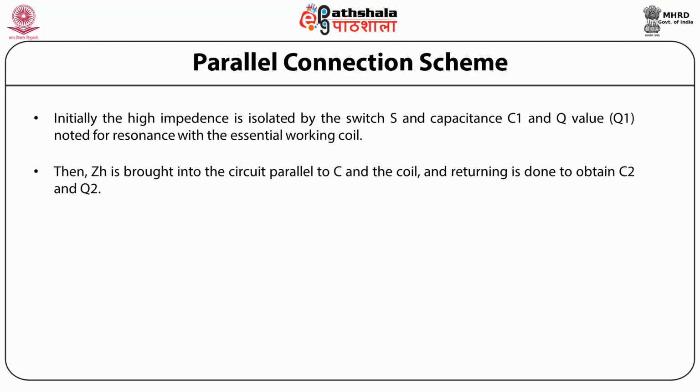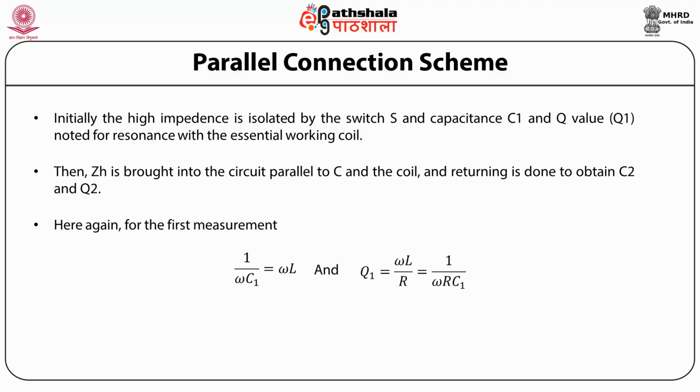Then ZH is brought into the circuit parallel to C and the coil, and retuning is done to obtain C2 and Q2. Here again, for the first measurement, 1 by omega C1 is equal to omega L, and Q1 is equal to omega L by R. Thus, the value of Q1 is given by 1 by omega R C1.